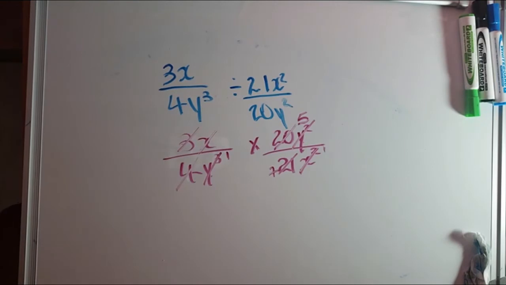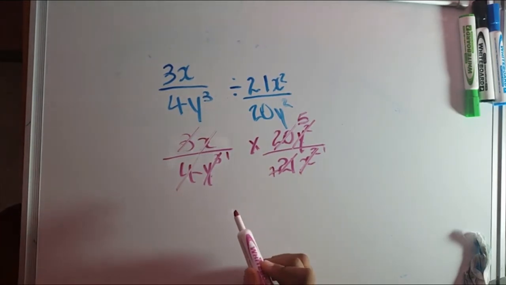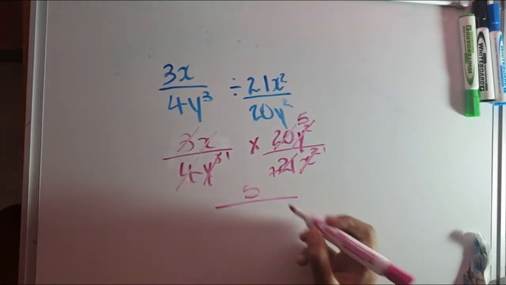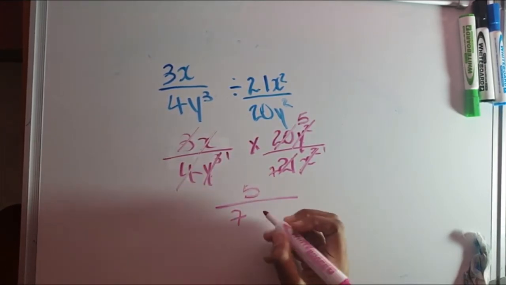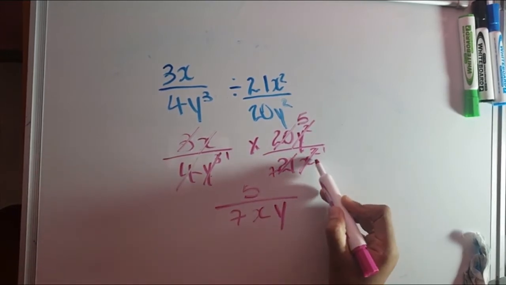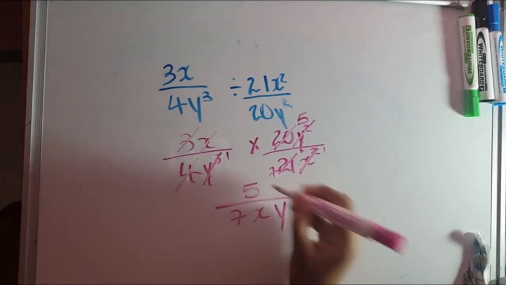So don't get intimidated. Just work with the principles that you do know and try to find out what you don't know. So therefore, the final answer would be this 5 over 7 x y, because remember we have the single x here and then we have 1y here, so that's the final answer.